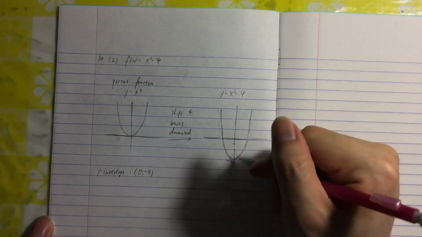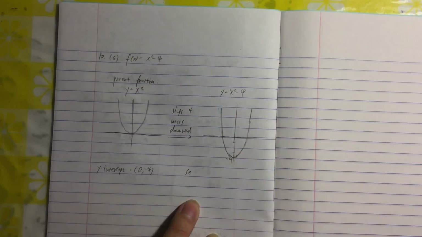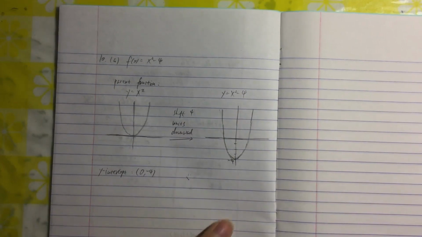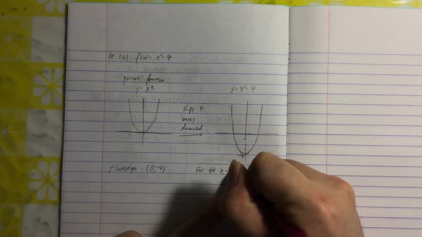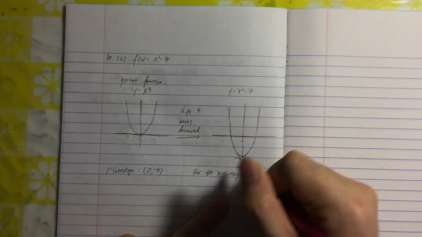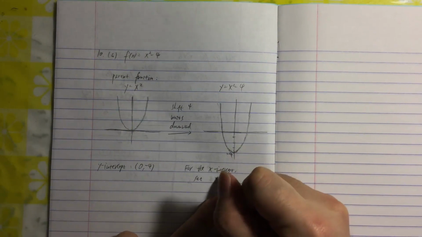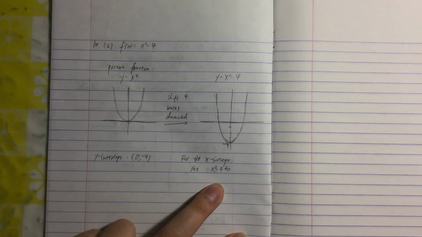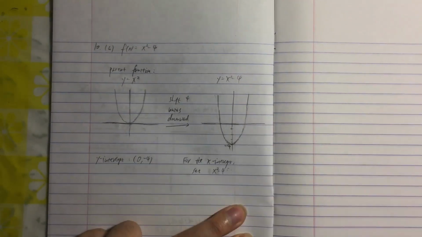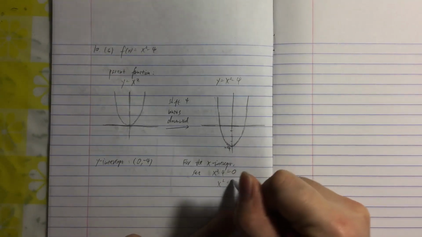For an x intercept, we set this function equal to 0. y represents f of x. Set y equal to 0, which means set s squared minus 4 equal to 0. Solve the equation for x. I can add 4 to both sides. I get s squared equal to 4.